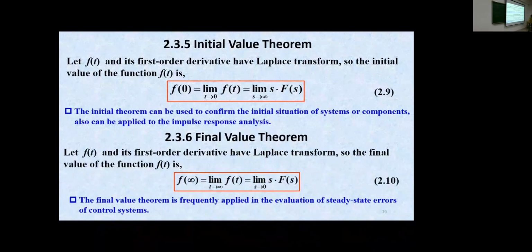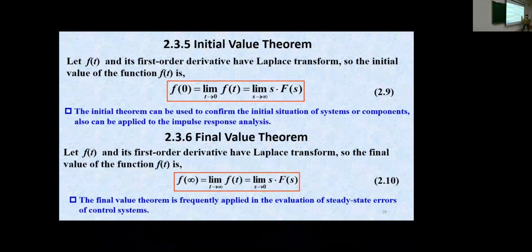Why not? After we have 5 values here. Also, let f(t) and its first order derivative have Laplace transform. So the final value of the function: we want to find the final value, that is to say, to take the limit of f(t) as t tends to infinity. We want to do this limit in the s domain. What are we changing? s is no longer like t tends to infinity, but the opposite, s tends to 0. And the limit is taken of s times F(s) here, still. Don't forget these two little.